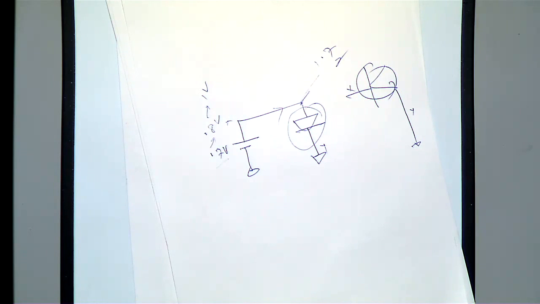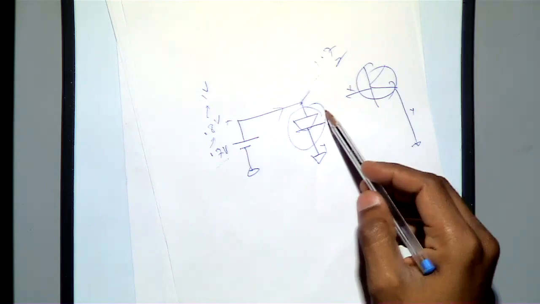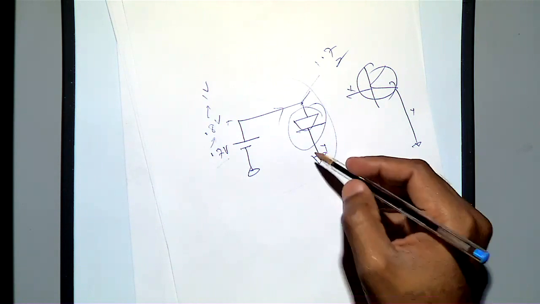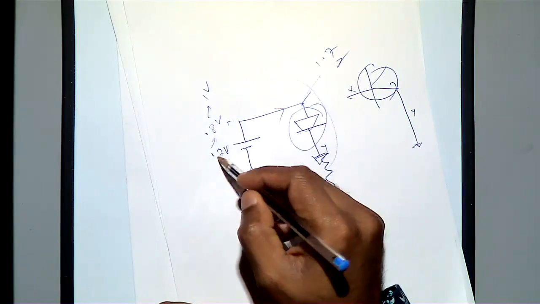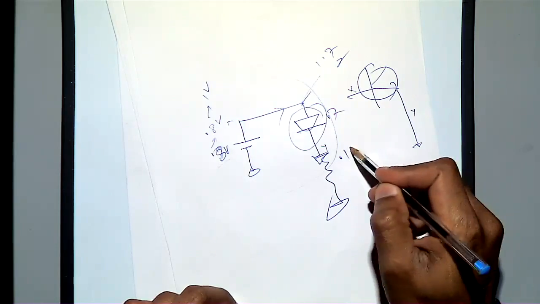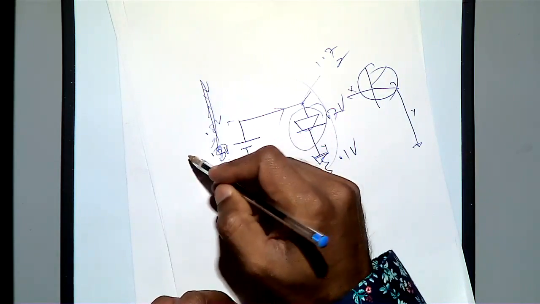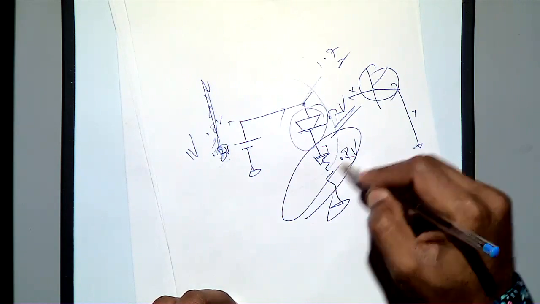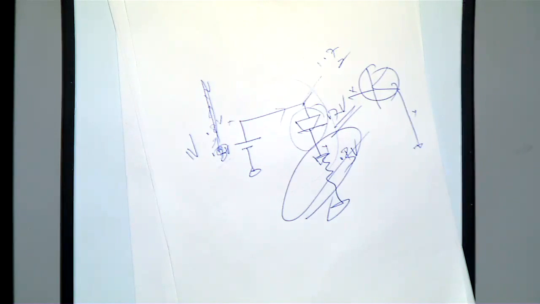So how can you avoid this? Nobody will make such a connection with a diode. When designing the circuit, most of the time we put a resistance here. So if it is 0.8 volt, 0.7 will be across the diode and 0.1 volt across the resistor. If somebody increases it to 1 volt, still 0.7 will be across the diode, and 0.3 will drop across this R. So it is absorbing the variation.